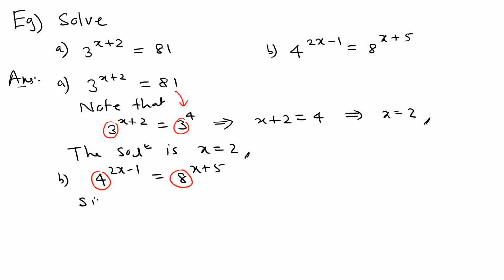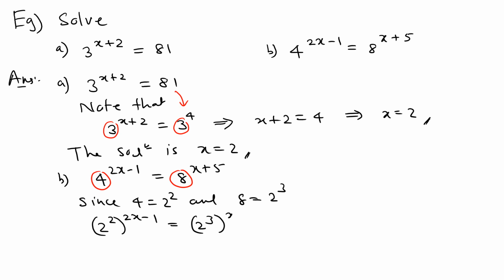So you can say since 4 equals 2 to the 2 and 8 equals 2 to the 3, we can replace the 4 and 8 by powers of 2. So we can write this as 2 to the 2 to the power 2x minus 1 equals 2 to the cube to the power x plus 5. So we replace 4 and 8 by powers of 2.